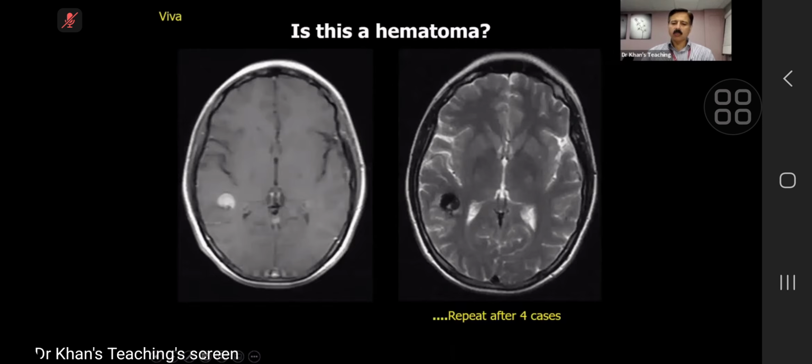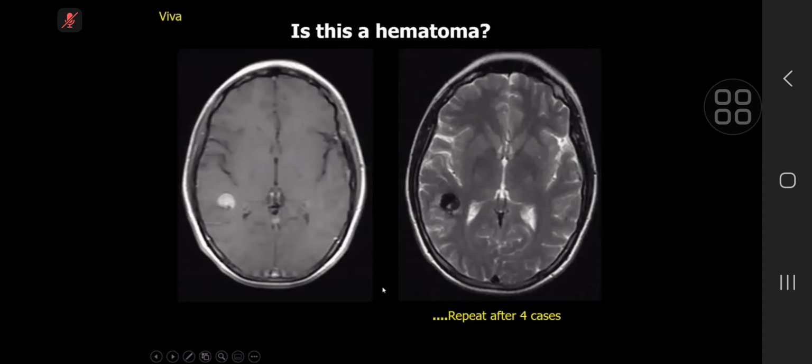Okay, now we will go into hemorrhage, signals of hemorrhage. So candidate 4. On this, first of all, I've got the PD sequence.